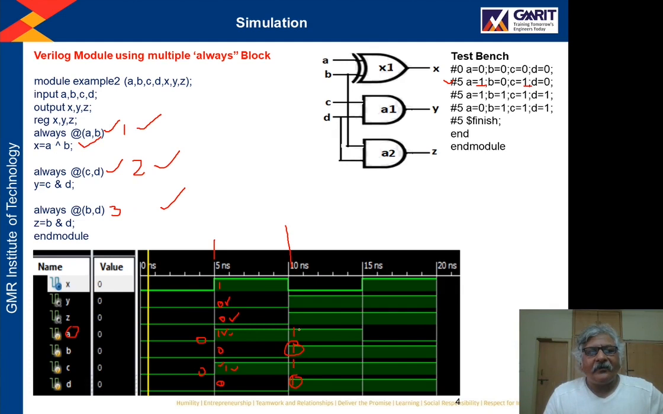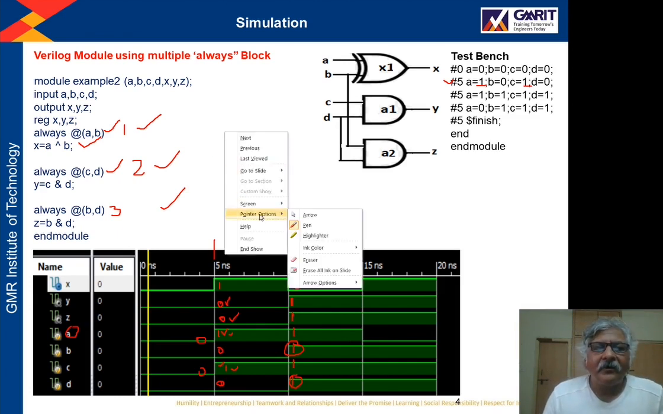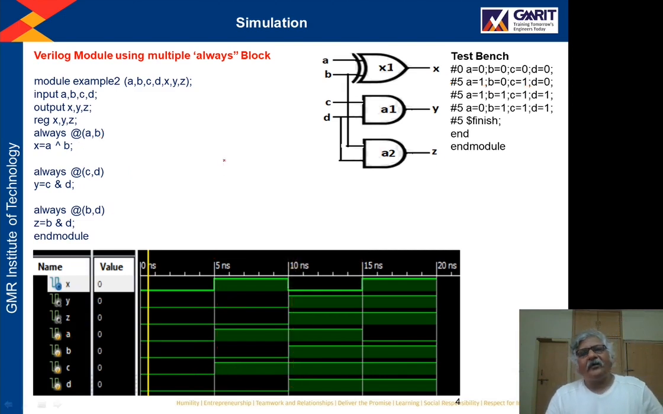A XOR B will give you the 0 result, so you see here X will become 0. Now C and D will give you 1, so that's why Y has become 1. And Z is equal to B and D, and Z will also become 1. So these are the values. In this way, this multiple always block will execute, and it is possible to write the model by using multiple always blocks also. Okay.